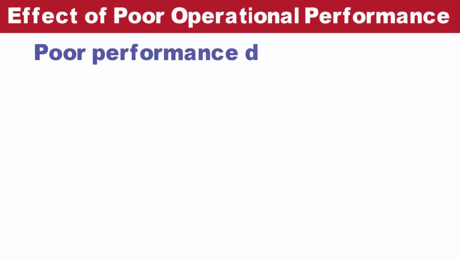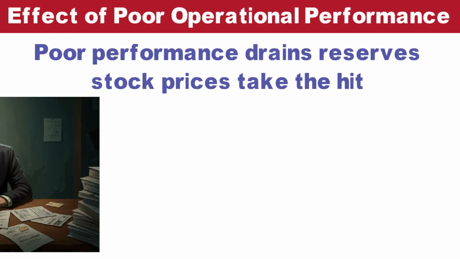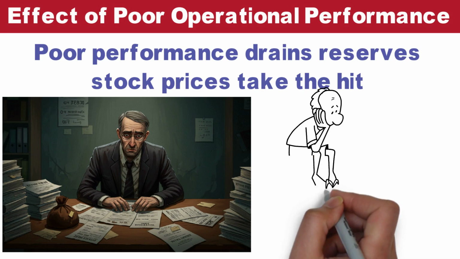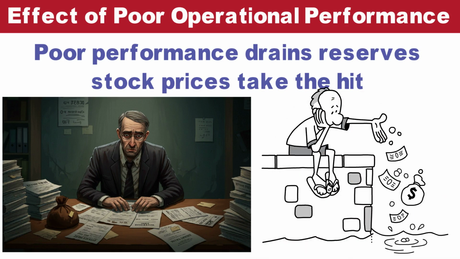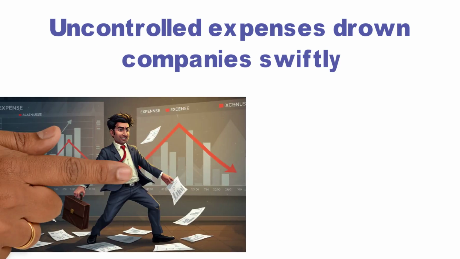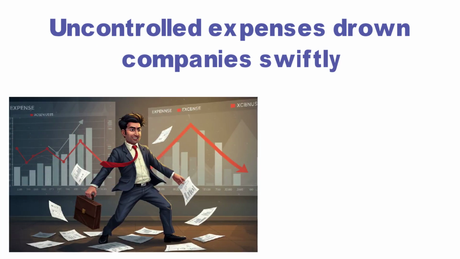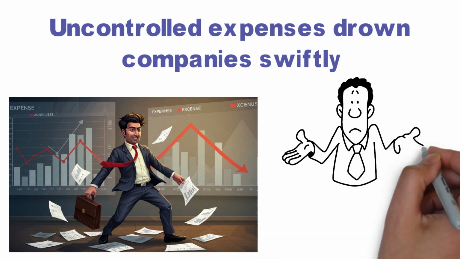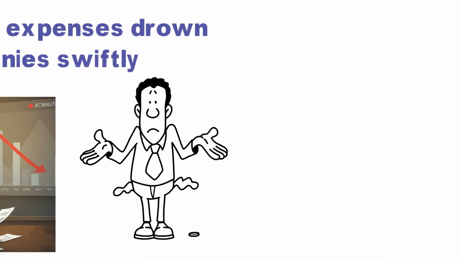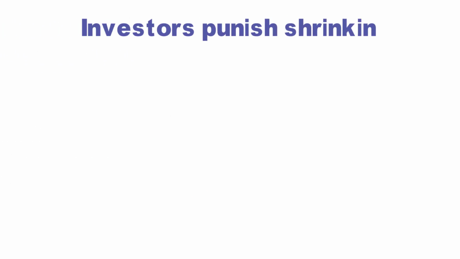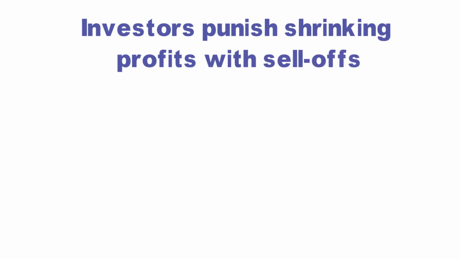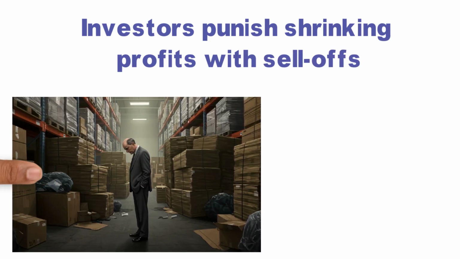A decline in a cash and cash equivalents item often signals weaknesses in the company's operational performance. For instance, if a company's revenue decreases or operating expenses cannot be controlled, the amount of cash flowing into the company declines. Such a reduction is perceived by investors as a sign that the company's growth potential is weakening, leading to downward pressure on stock prices.